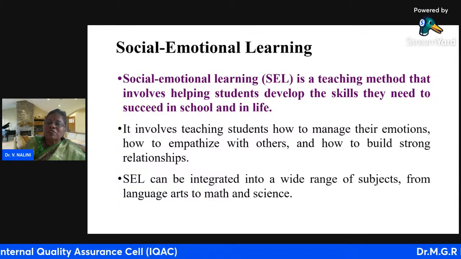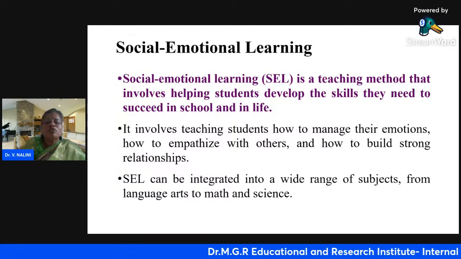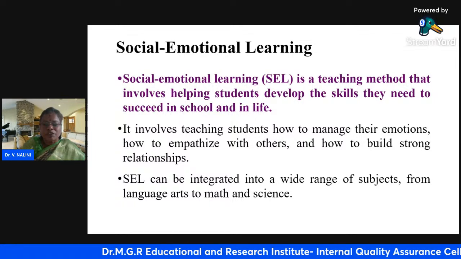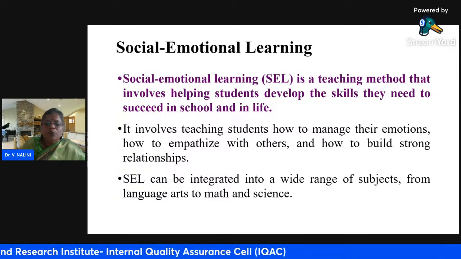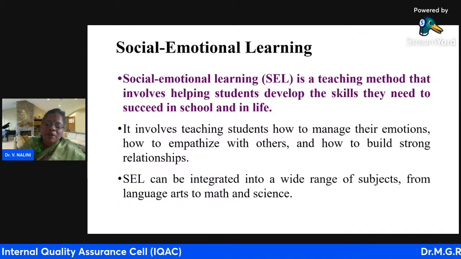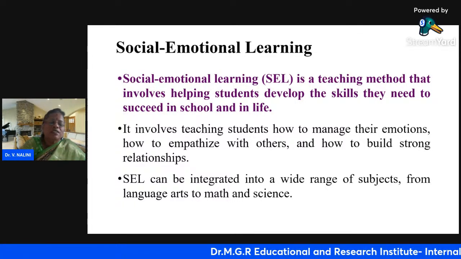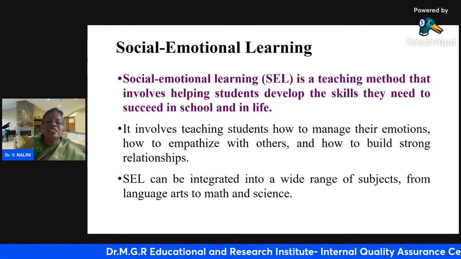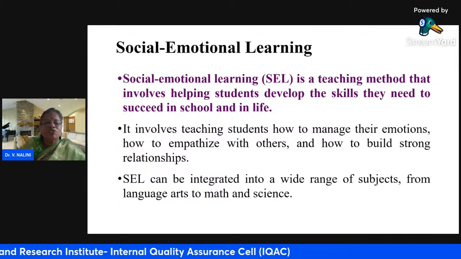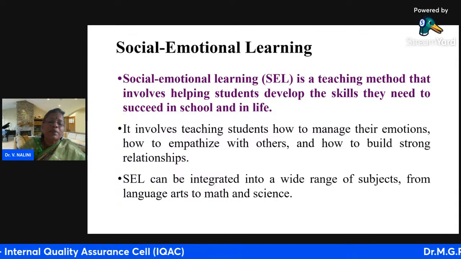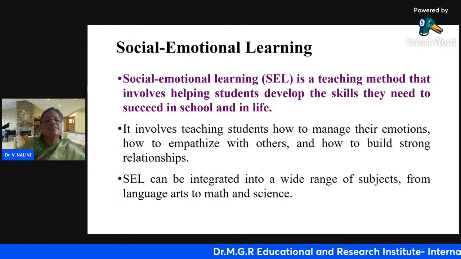Whatever problems, personal issues and interpersonal issues we have in life, we have to learn how to cope up and come out of the issues in the right way. That is to be learned from the lower classes through the method of social emotional learning. It involves teaching students how to manage their emotions, how to empathize with others, and how to build strong relationships. This can be integrated into a wide range of subjects from language arts to math and science.